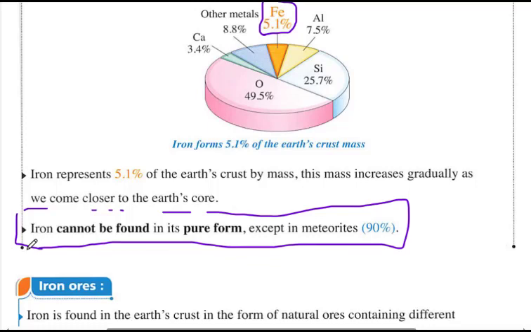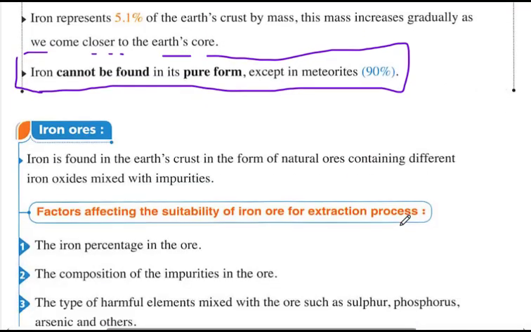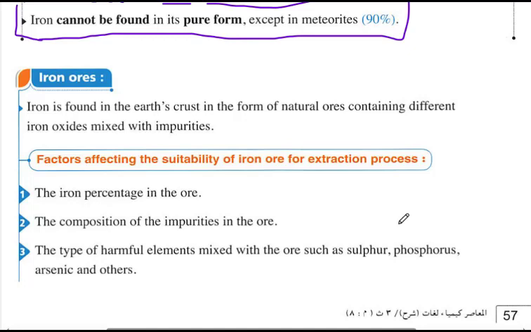Meteorites come from the outer space and hit the earth surface. So in meteorites, the ratio of iron in it is 90%. Other than that, it does not exceed 70% in all the ores of iron, as we will discuss afterward. Okay, so iron ores. What is the suitability of iron ores?